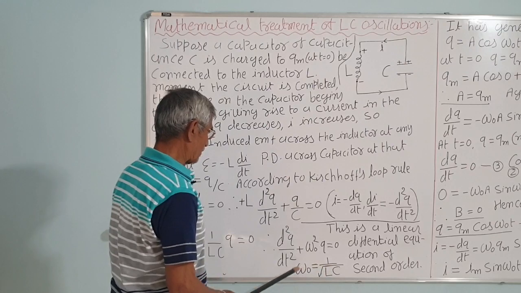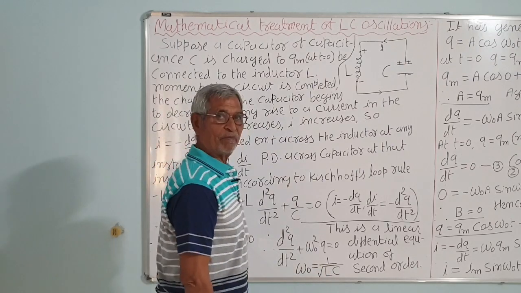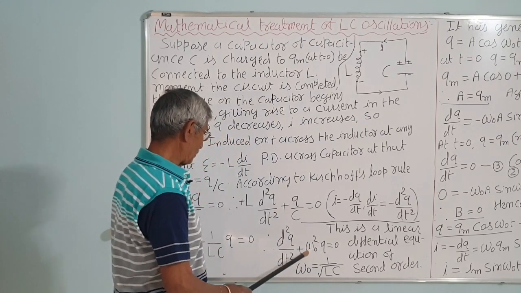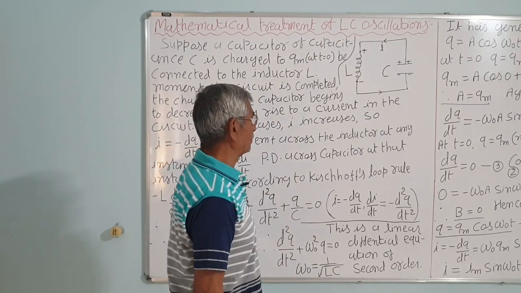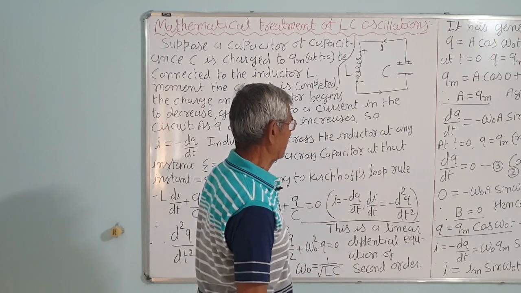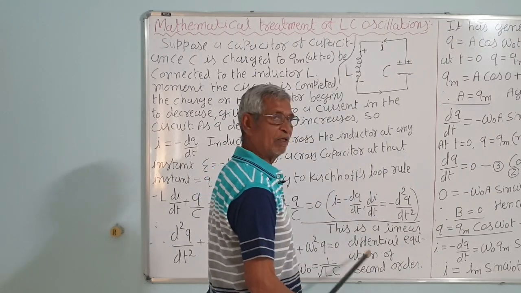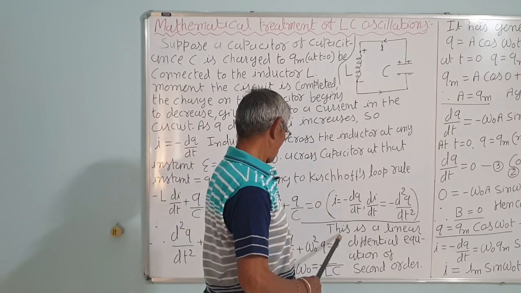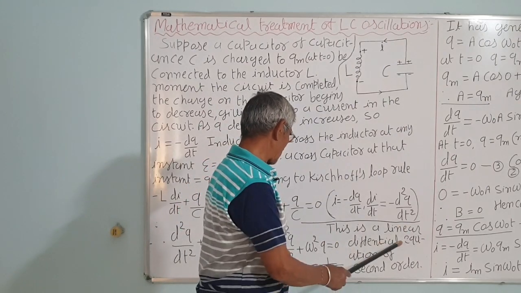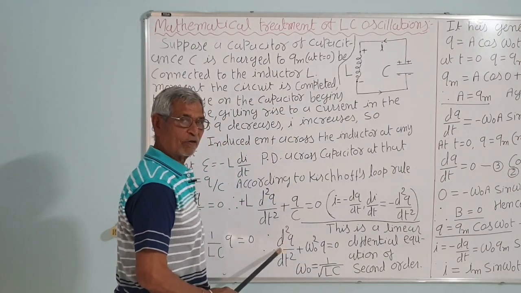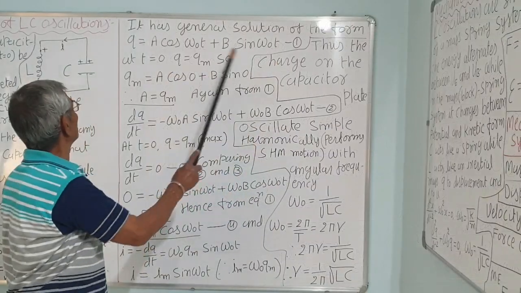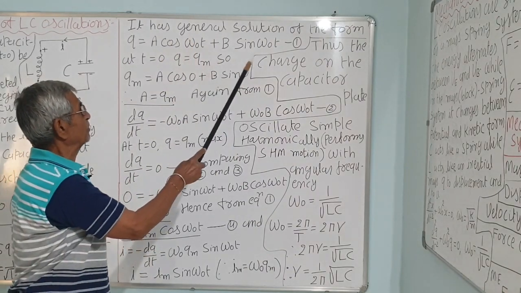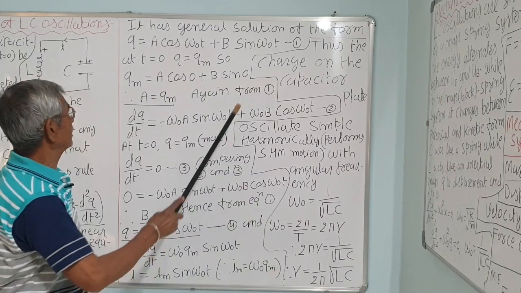This is the angular frequency. As we have studied in mechanics, you have studied d square x upon dt square plus kx is equal to 0. You already studied that in class 11. We will see later this comparison, the analog of the mechanical and the electrical. This is a linear differential equation of second order, with d square Q. It has a general solution of the form Q is equal to A cos omega 0 t plus B sin omega 0 t. Say equation number 1.